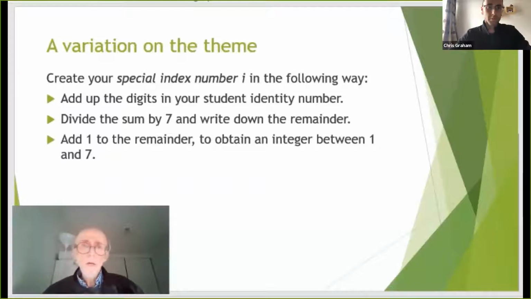Well, the variation occurred when we had a list of 7 items and students had to pick one of those, but not to choose freely. They were to be assigned to the students. And the way to do that was to create a special index number. Add the digits in the ID number, divide by 7, write down the remainder, and add 1.